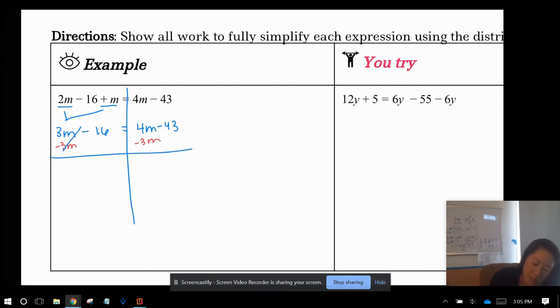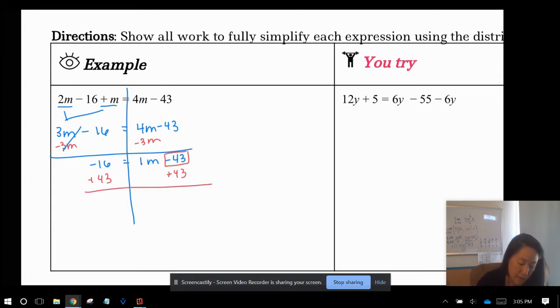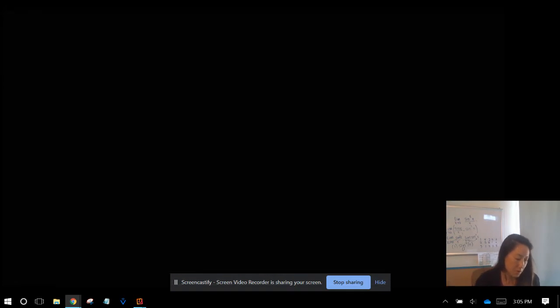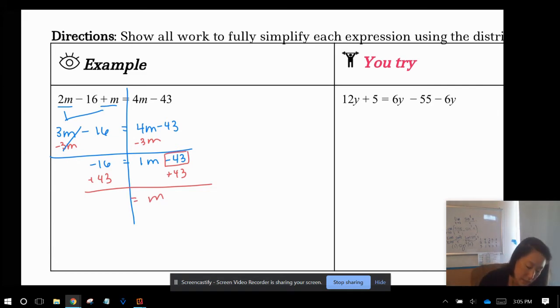4m minus 3m is 1m. Bring down the minus 43. Now, since the m is on the right-hand side, I need to get rid of the negative 43. So I need to move it to the left-hand side. I'm going to add 43 to both sides. Okay, so I get m is equal to 27.